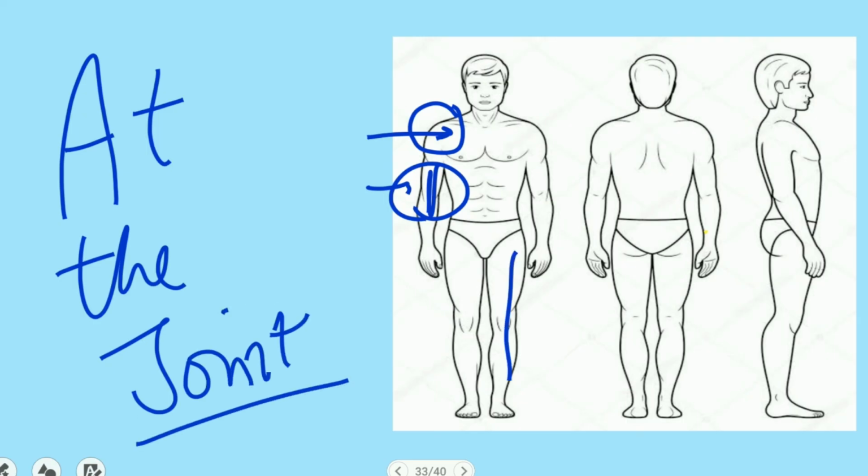Never say flexion extension of leg or thigh. Specify the joint. The movement is at the knee joint, the movement is at the ankle joint, or the movement is at the shoulder joint. You have to specify the movement at the joint. So keep in mind, this is the anatomical language you have to follow.